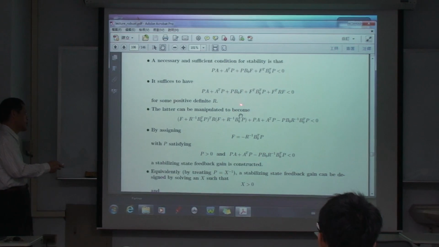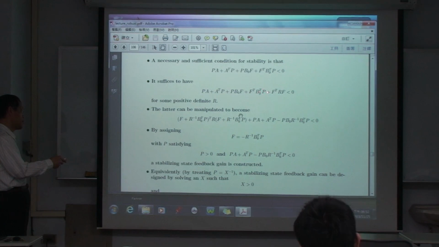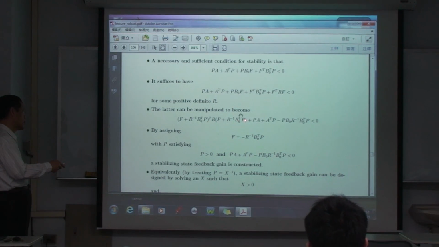So for this equation, I could then rewrite it as follows. You can see the F transpose RF here, and you can see F transpose B zero transpose P equal to F transpose R inverse, so this will cancel and be B zero transpose. And then also this term which is here. But then you add one additional term, so you have to subtract it. Okay, so that's essentially the same equation as this.